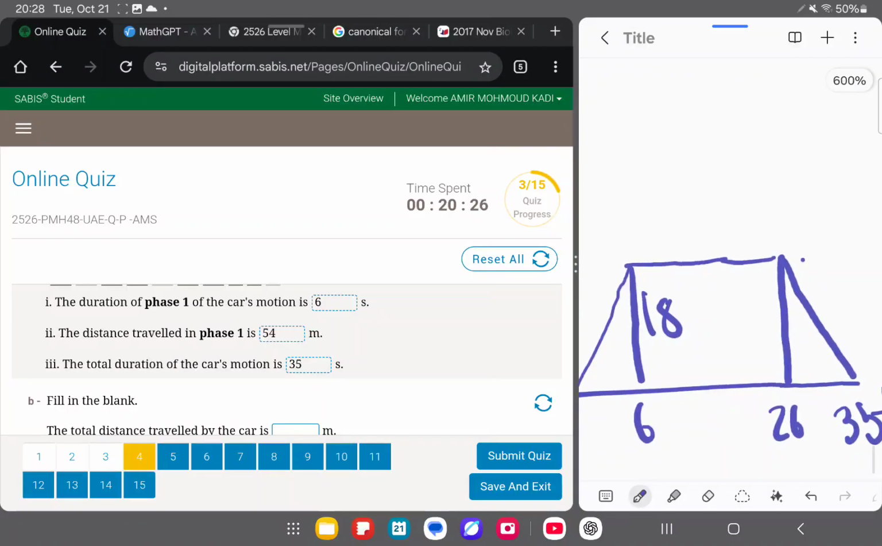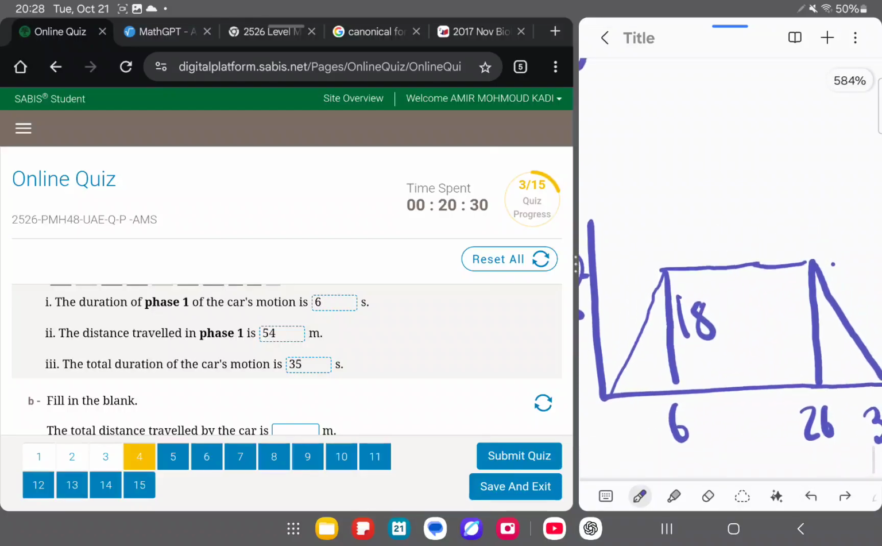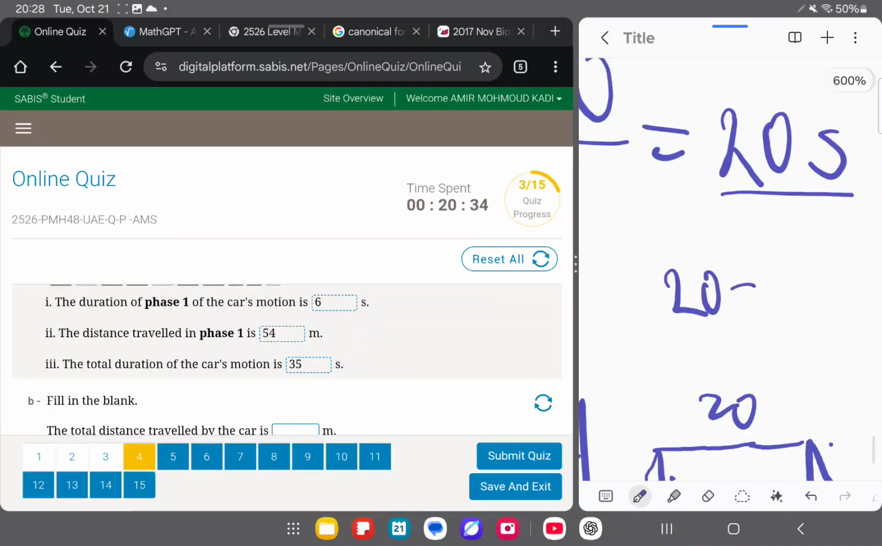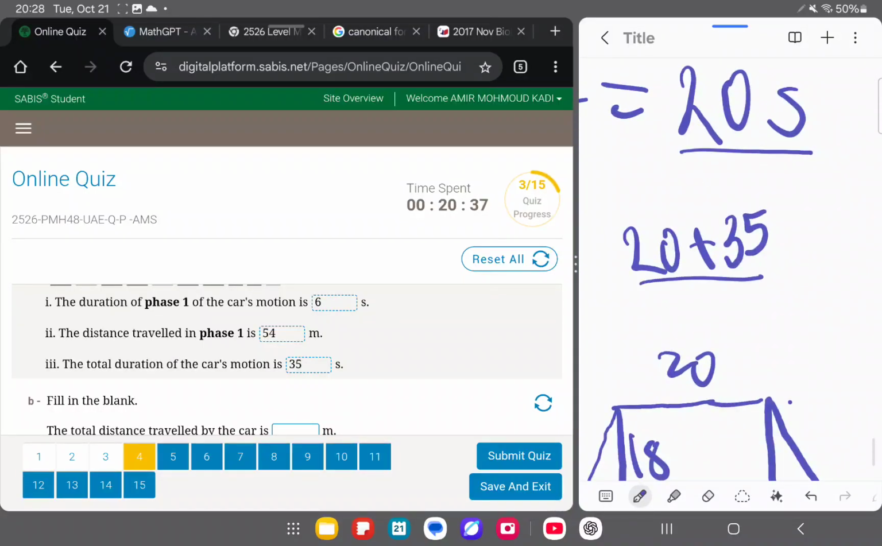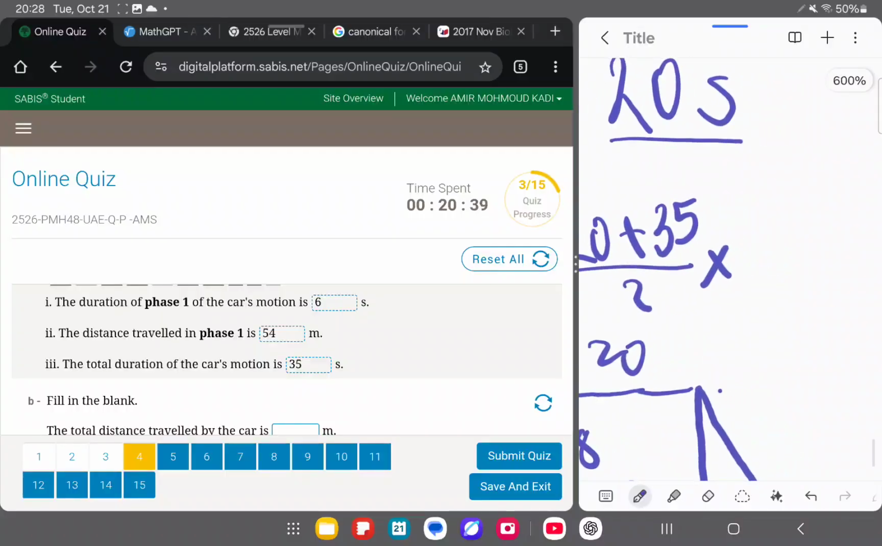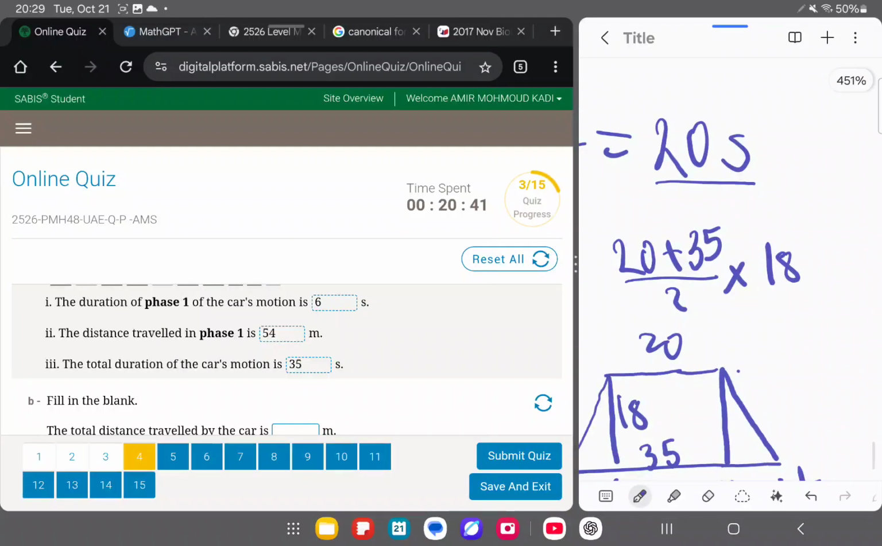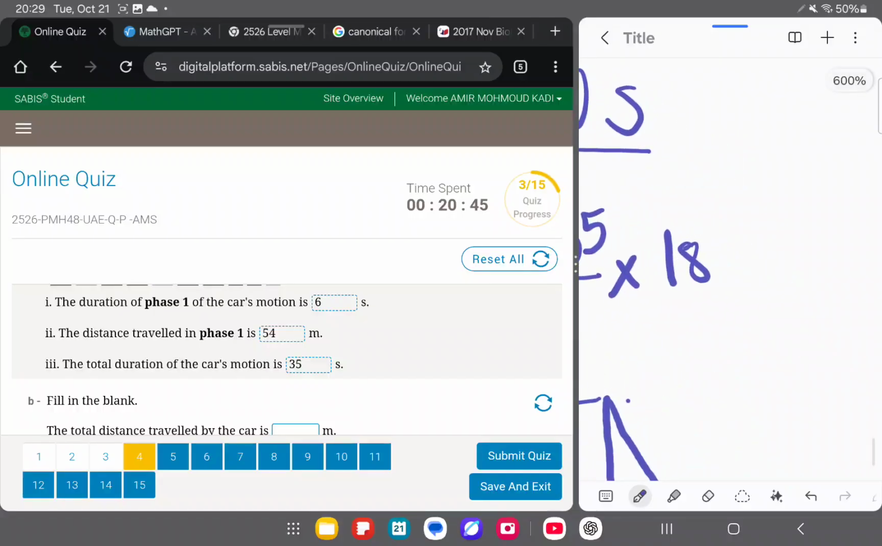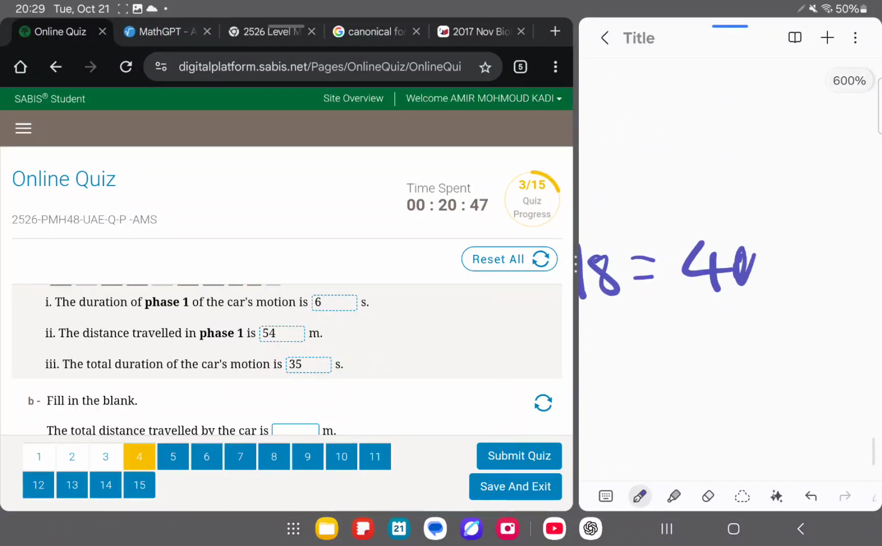And we have the height. So over here, the distance at the bottom will be 35, and on the top, it will be 20. So now we'll just do 20 plus 35 over 2 times 18. Let me just do this on the calculator. 55 over 2 times 18. You get 495 meters.